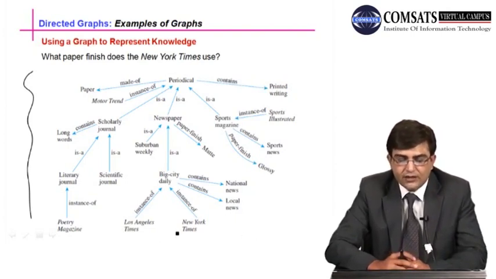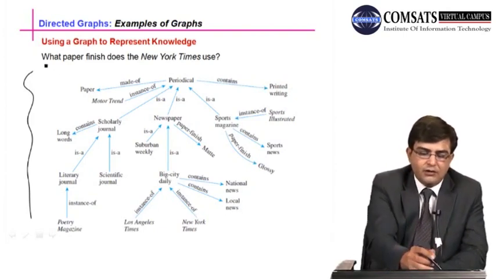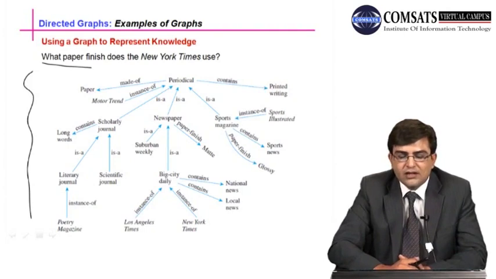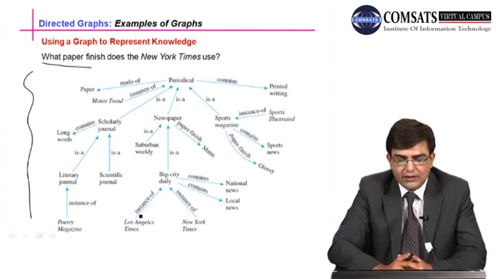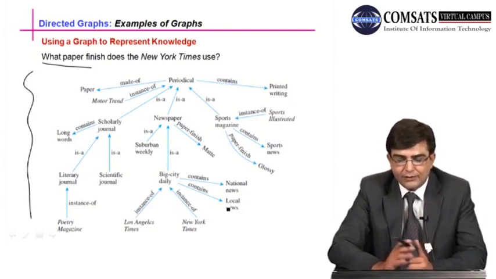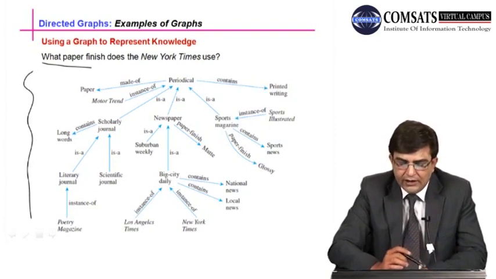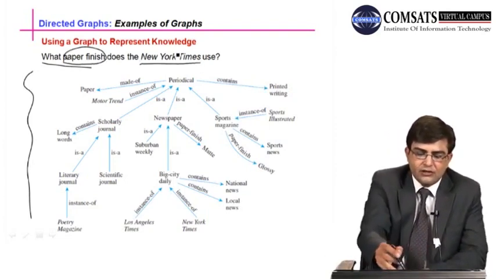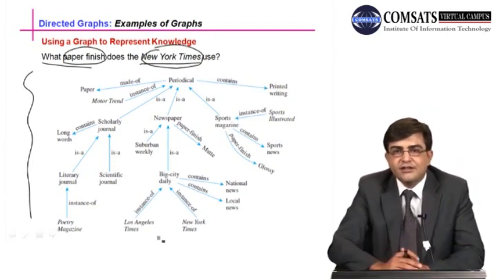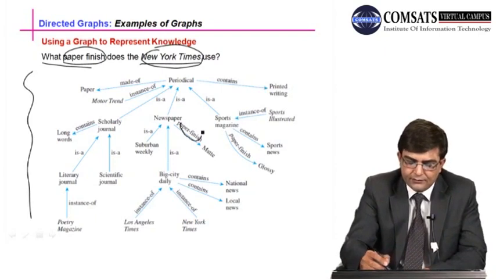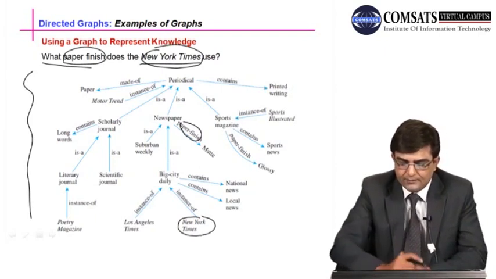For example, in this graph, if we wish to find what paper finish does the New York Times use? New York Times is a newspaper in the USA, and what paper finish does this newspaper use? Now here New York Times and paper finish are two words which we have to search for in this graph. Here we have paper finish, here we have New York Times.